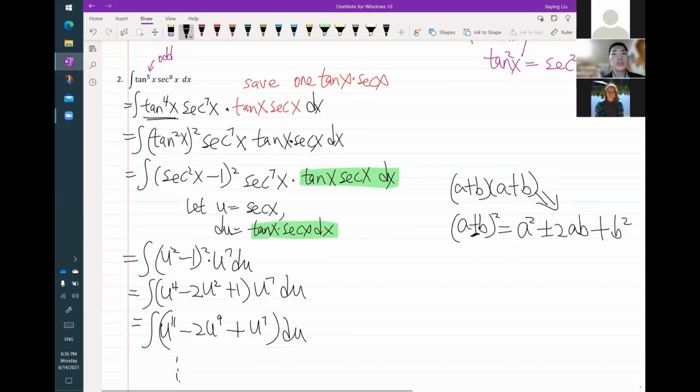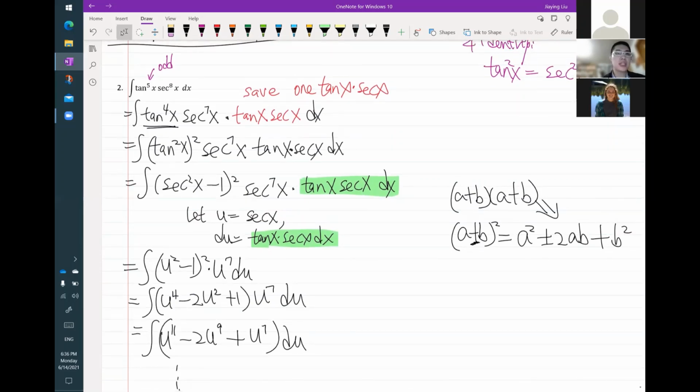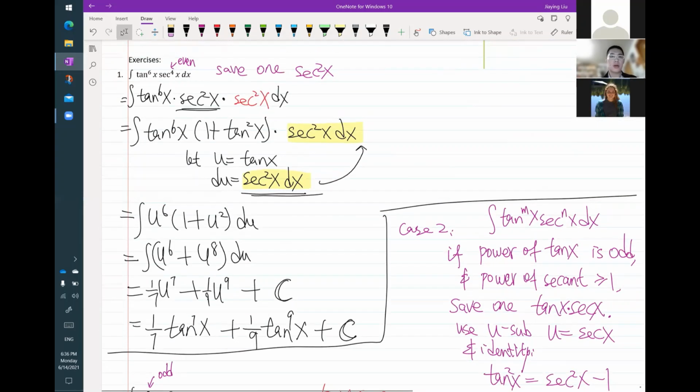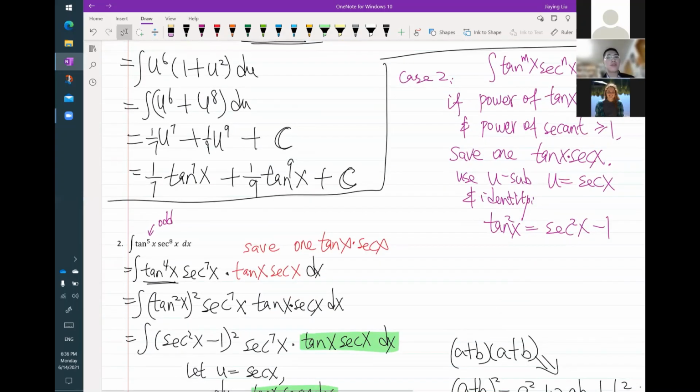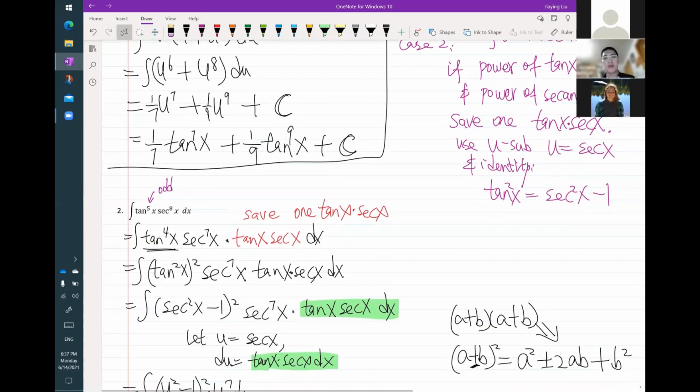Any questions about those two techniques, those two special cases with tangent and secant? So one is that if the power of secant is even, you're going to put away a secant square because that's the derivative of tangent. If the power of tangent is odd, and you have a secant somewhere next to it, you're going to put away tangent x times secant x, because that's the derivative of secant.